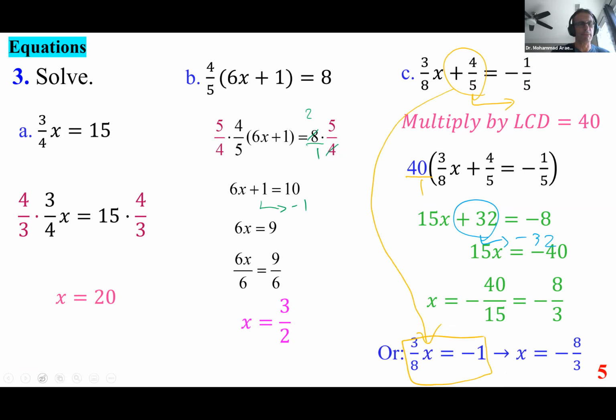So I'm going to check one of them. For example, if I want to check this one, I have the absolute value of 4x. That means 4 times 1/2 minus 7. And I'm checking to see if I get the answer on the right, which is 5.